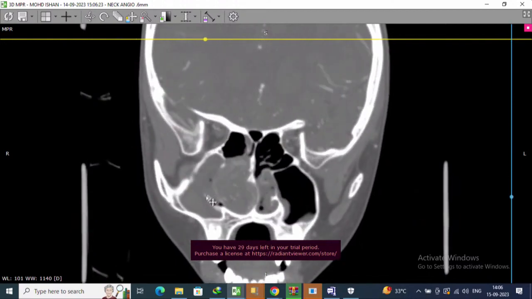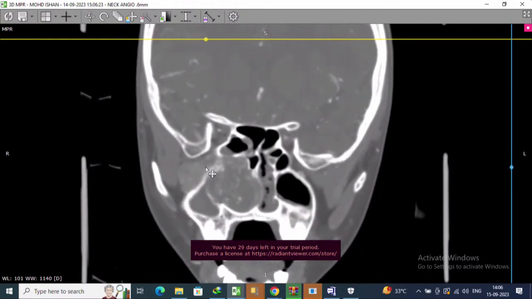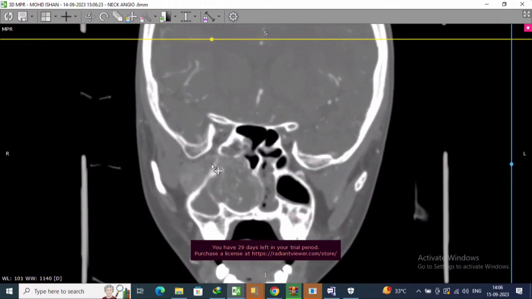Now see, this mass is here and this vessel is coming behind here. At this level I can catch my vessel over here. What level? This is the level of the palate. And this vessel is going to be, to a rough idea, around 2.2 centimeters above the level of the palate.